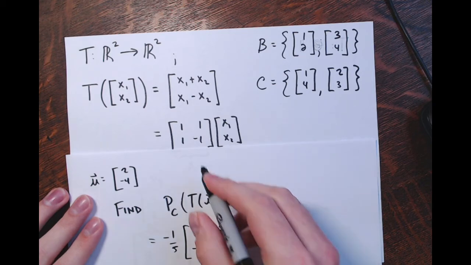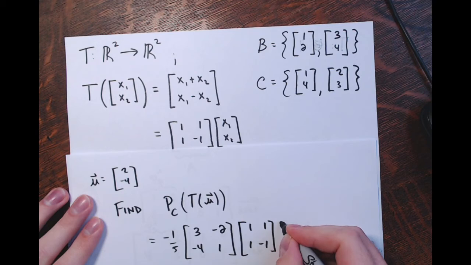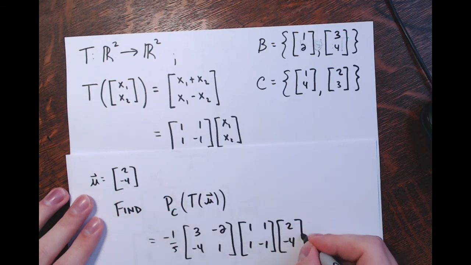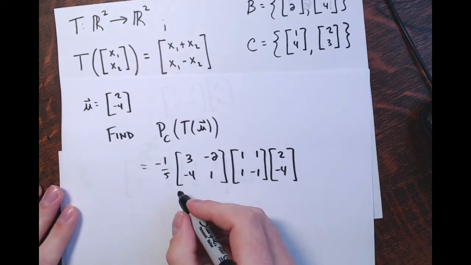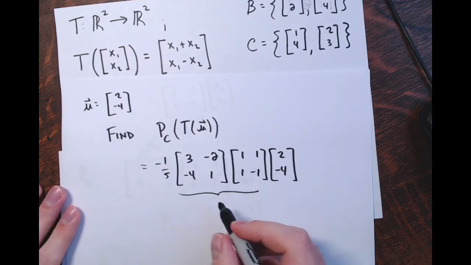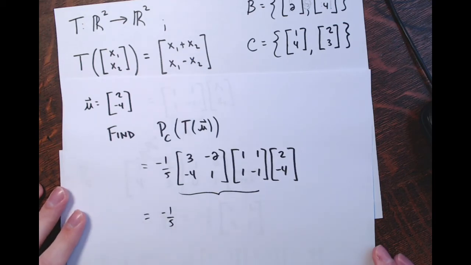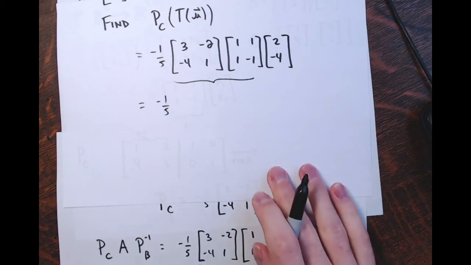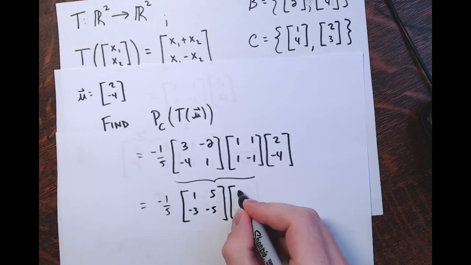And then again, T of u is going to be the standard matrix times, and then u here is the vector 2, negative 4. All right, let's see what we get here. Multiplying these two. I think I already did that. Yeah, I did that here. It was 1, 5, negative 3, negative 5. And then times 2, negative 4.